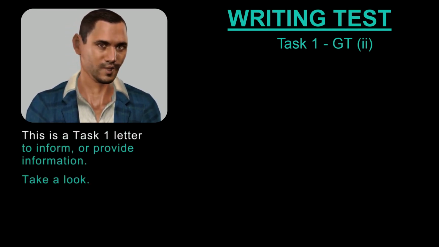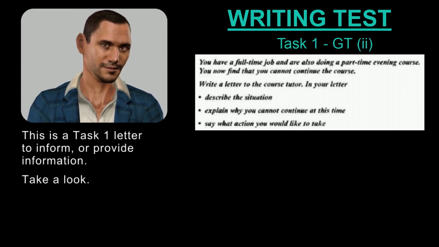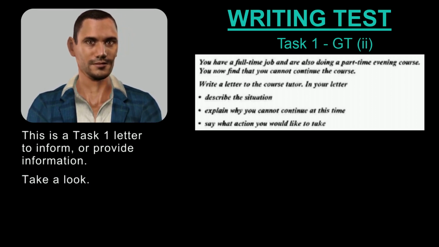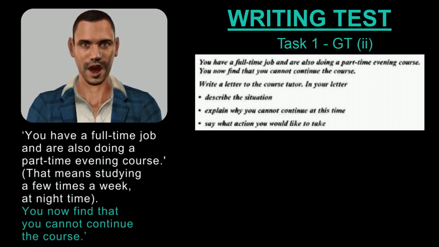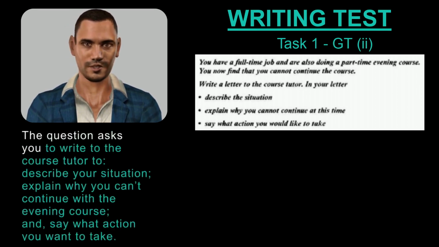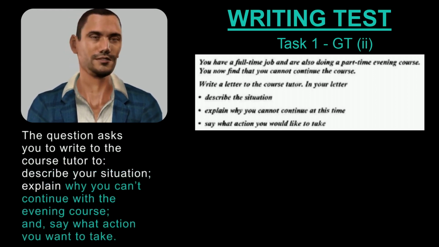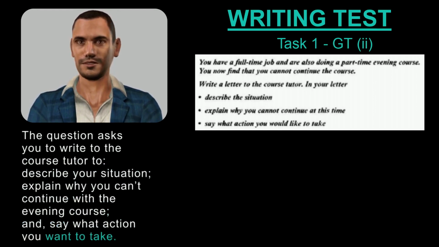This is a Task 1 letter to inform, or provide information. Take a look. You have a full-time job, and are also doing a part-time evening course. That means studying a few times a week, at night time. You now find that you cannot continue the course. The question asks you to write to the course tutor to describe your situation, explain why you can't continue with the evening course, and say what action you want to take.